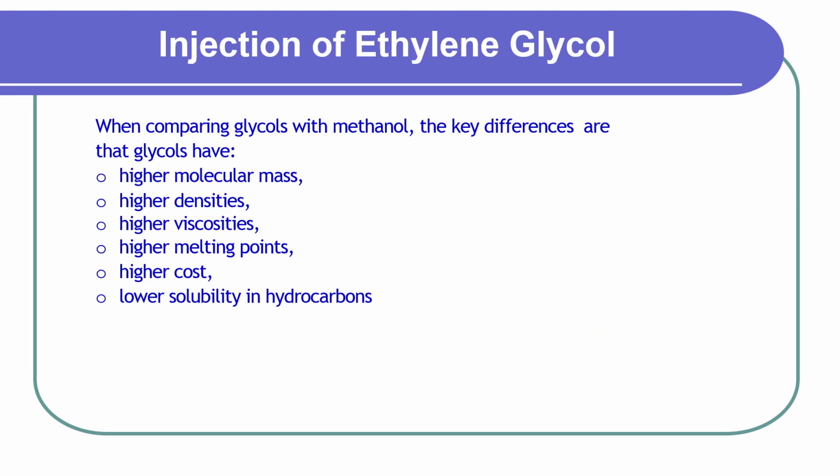Now, when it comes to ethylene glycol, when we inject ethylene glycol, compared to methanol, it has a few differences. It has higher molecular weight, higher density, higher viscosity, higher melting point, higher cost, and lower solubility in hydrocarbon. So the only one or two advantages compared to methanol is its lower solubility in the hydrocarbons. Methanol has higher solubility in the hydrocarbons, which imposes more restriction in the operation. Glycol is better in that situation because it has lower solubility in the hydrocarbons.